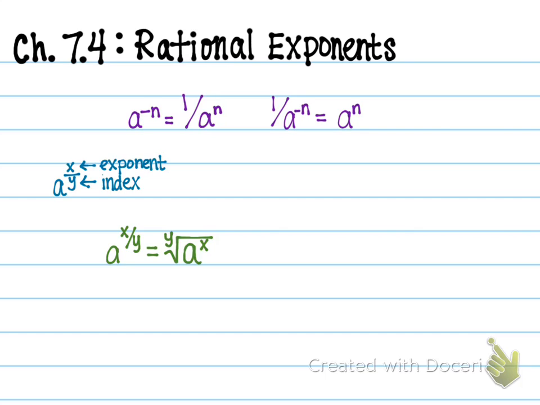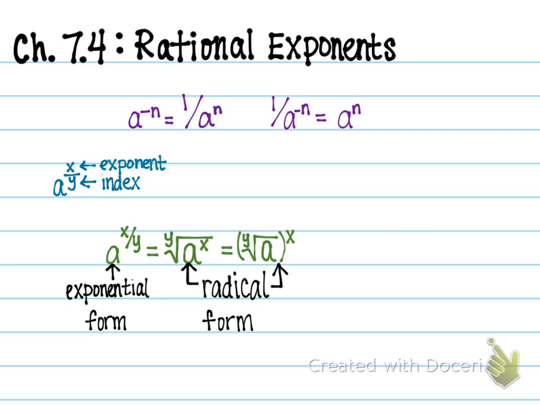We also can write it a different way. Instead of putting that x on the inside, we can raise it to the exponent last. So using our order of operations, we'd take care of our radical on the inside, and then whatever we got for that answer, we would raise it to our exponent. So our new form we have is exponential form, and then the other two are both radical forms. And we're going to be switching back and forth between the two.